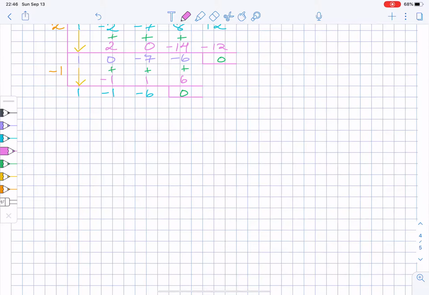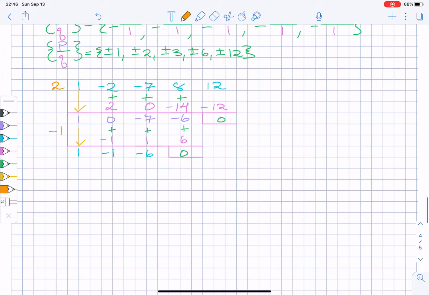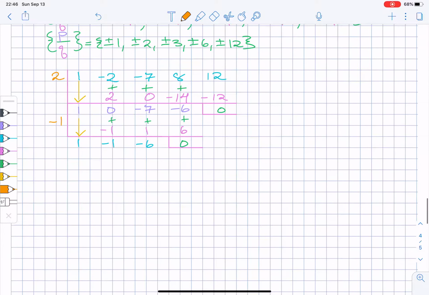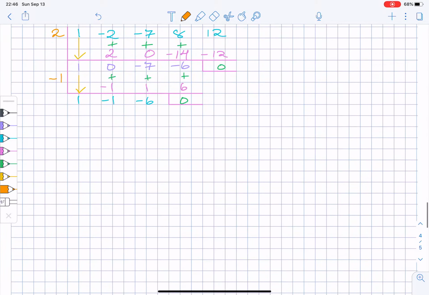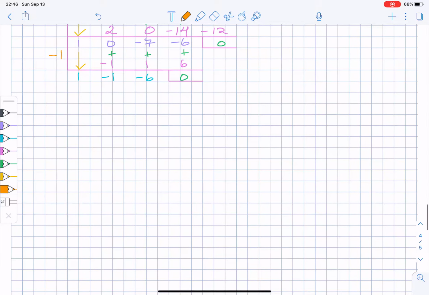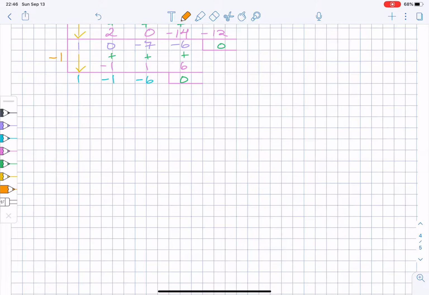So we could try again. Let's see if 1 is a root. So 1 minus 1, no, 1 is not a root. 4 minus 2, no, that's not going to work either. How about 4 plus 2? Let's try a negative 2 on the outside. See if that works. So negative 2.